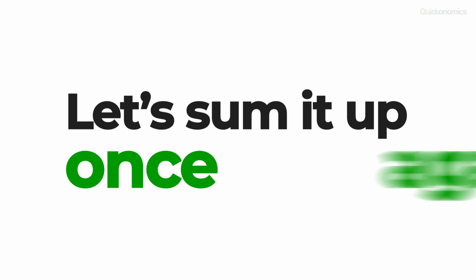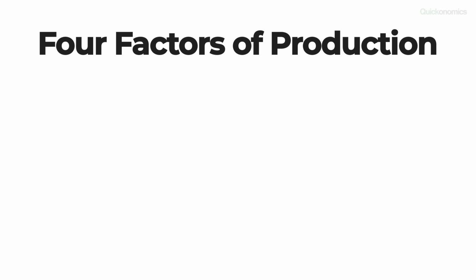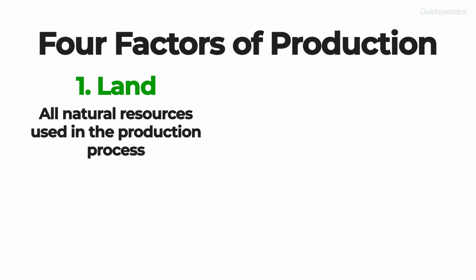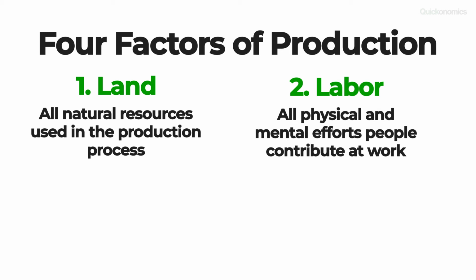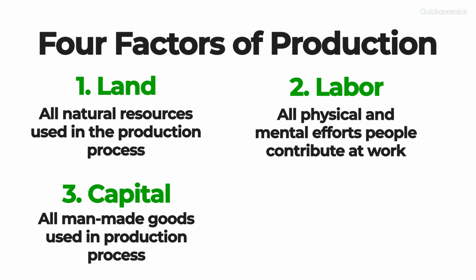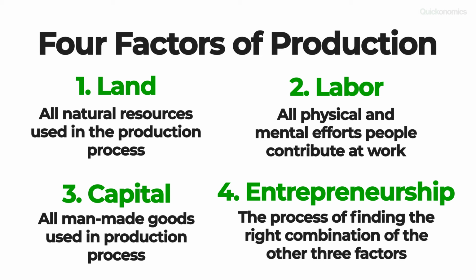So, let's sum it up once again. The 4 factors of production are the inputs people use to produce goods and services. Land refers to all natural resources that can be used in the production process. Meanwhile, labor describes all physical and mental efforts people contribute at work. Capital refers to all man-made goods that can be used to produce other goods and services. And finally, entrepreneurship describes the process of finding the right combination of the other 3 factors of production.